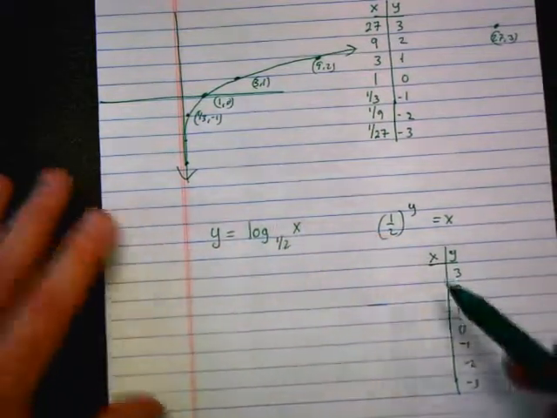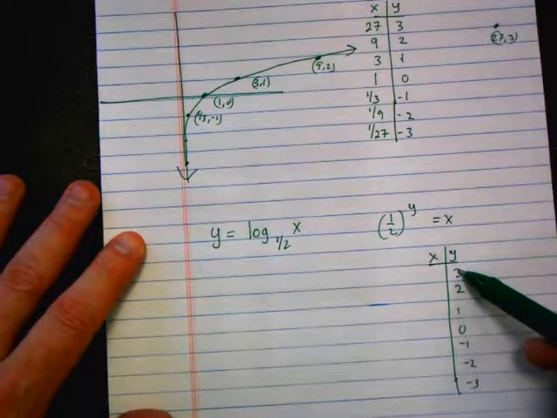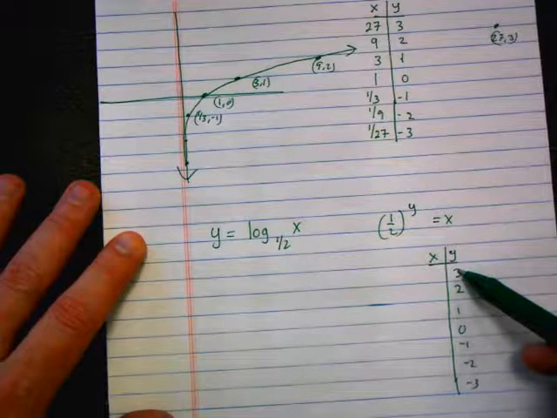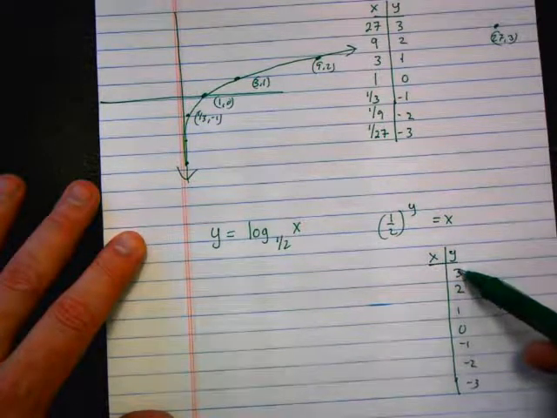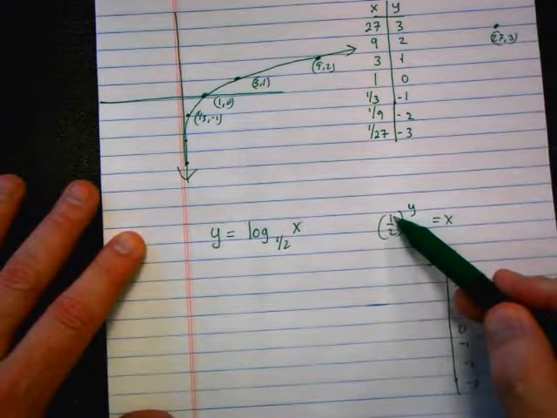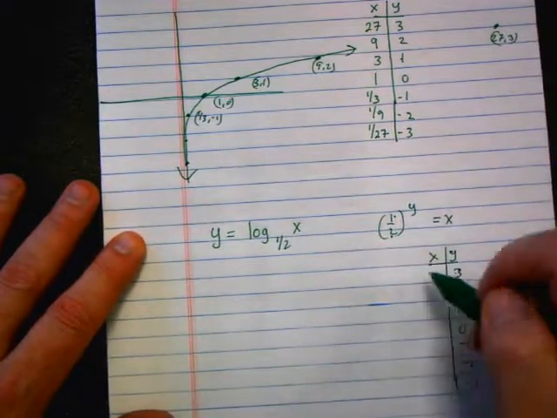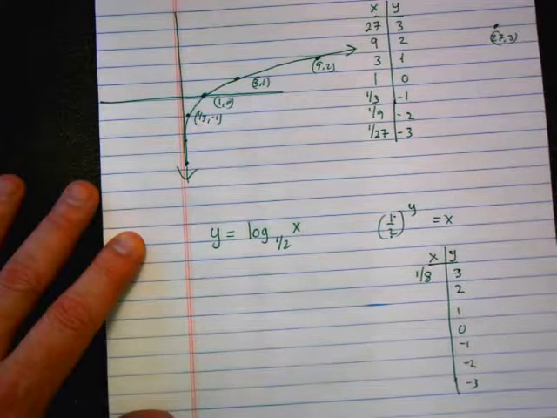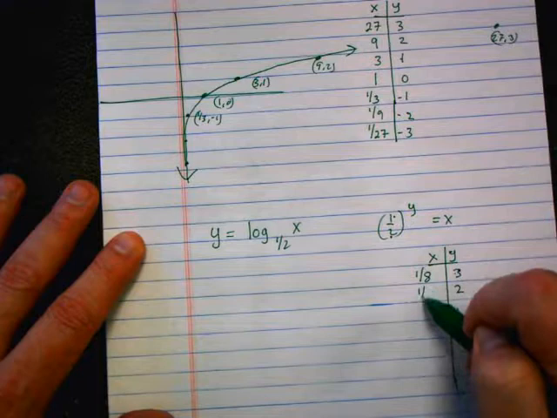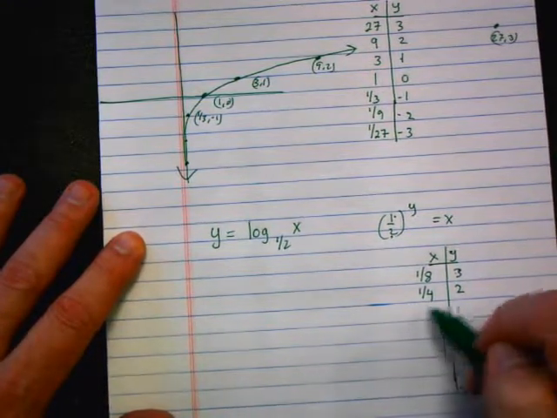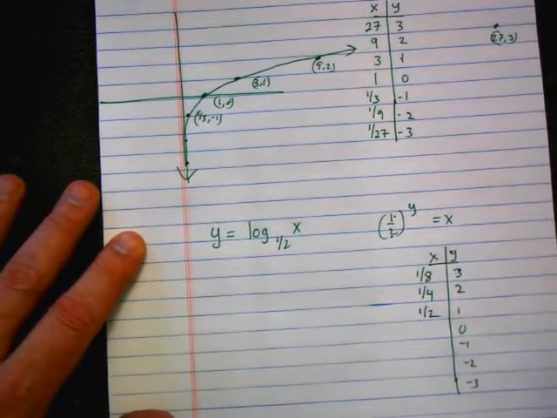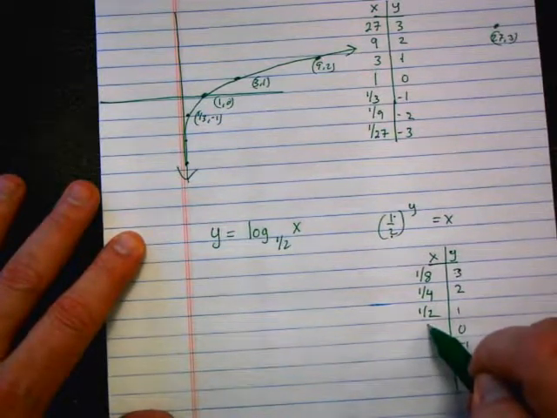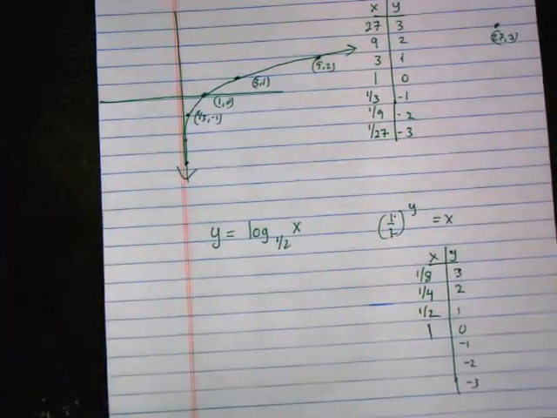What's 1/2 cubed? Close. That would be 1/8, because when I cube, 1 times 1 times 1 is 1. 2 times 2 times 2 is 8. So that's going to be 1/8. 1/2 squared, 1/2 times 1/2. Again, multiply the tops, multiply the bottoms. That's a fourth. 1/2 to the 1 is 1/2. 1/2 to the 0. Anything to the 0 power is 1 except for the number 0.